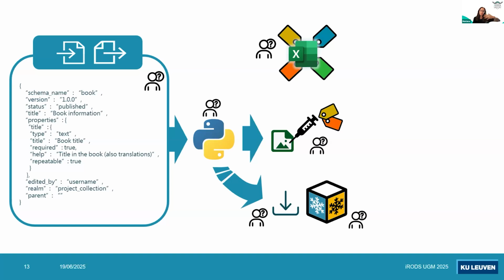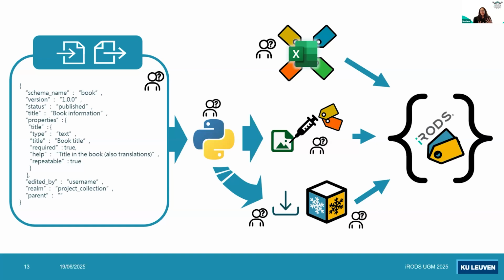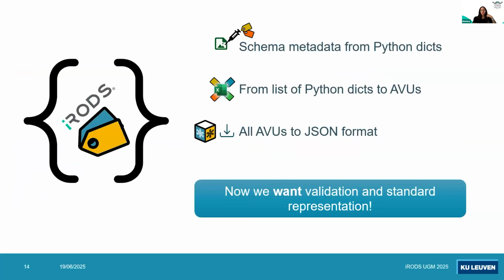And all these three, and this is also plugging the Python package, right? All these three requests take you to AVUs becoming JSONs or Python dictionaries that become AVUs. So schema metadata that comes from Python dictionaries, or you get a Python dictionary from an Excel and you turn it into an AVU, or for the packaging and download, any kind of AVU, schema or not, that has to become JSON format. So this is an entirely different landscape from where we started. And this is one where we now want validation and standard representation.